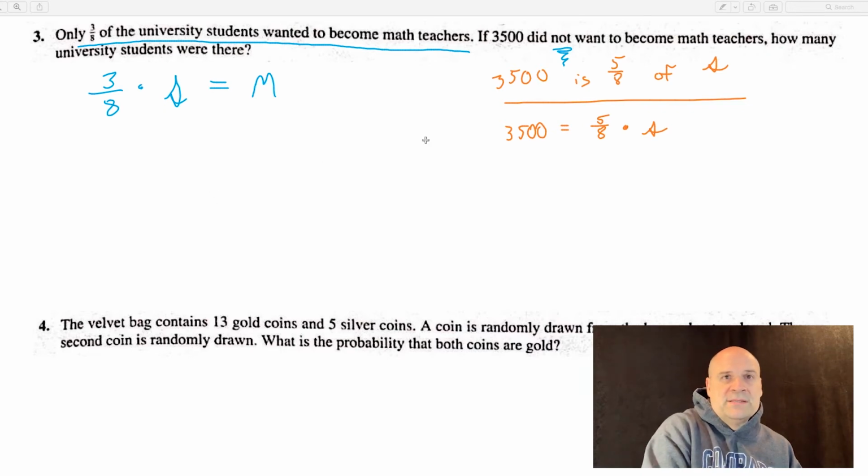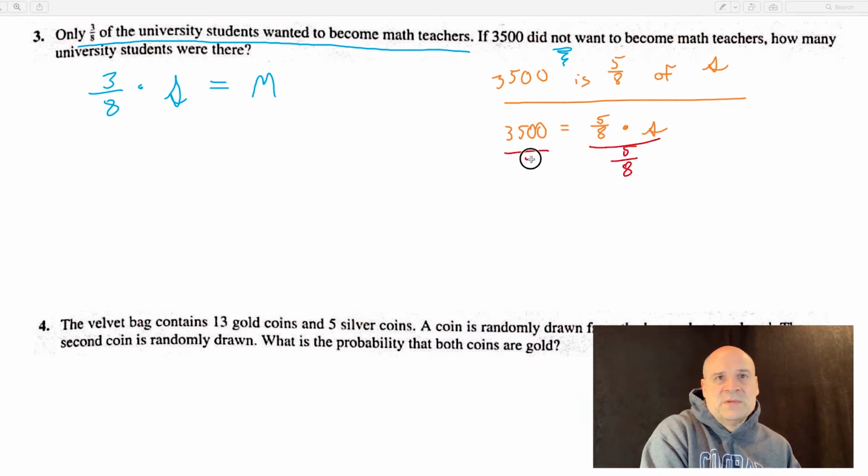All right, so let's figure out what S is. How do you get S by itself? You divide by 5/8 on both sides because that's what's being multiplied. It's being multiplied. So then we are left with S equals this division problem, 3,500 divided by 5/8.